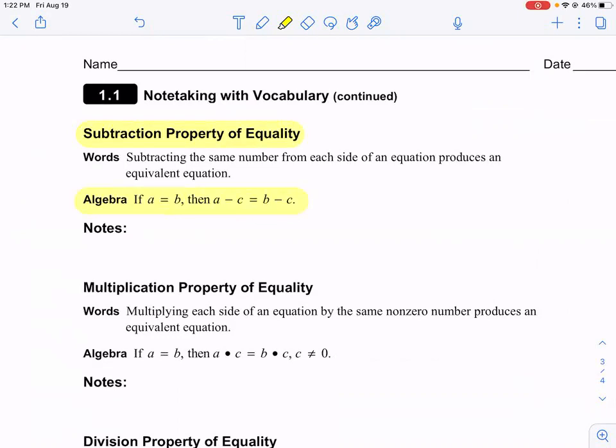Next page, highlight these two things. Peyton, we'll be okay. We'll be okay. Let's look at this one. Highlight these two things right here.